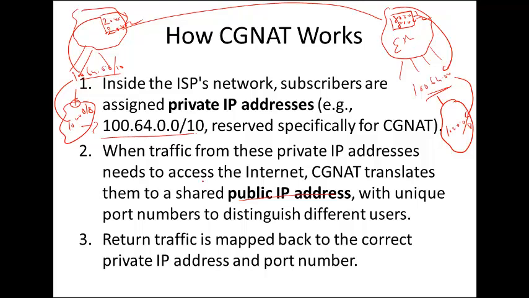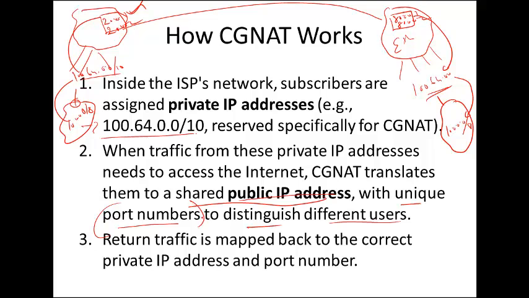When traffic from a private IP address needs to access the internet, CGNAT translates it to a shared public IP address, which in our case is 20.0.0.1, with a unique port number. This is to distinguish different users. So here customers are not going to be differentiated only by IP address, because there will be many customers with the same IP address. What makes the difference is the port number. That was not the case earlier.